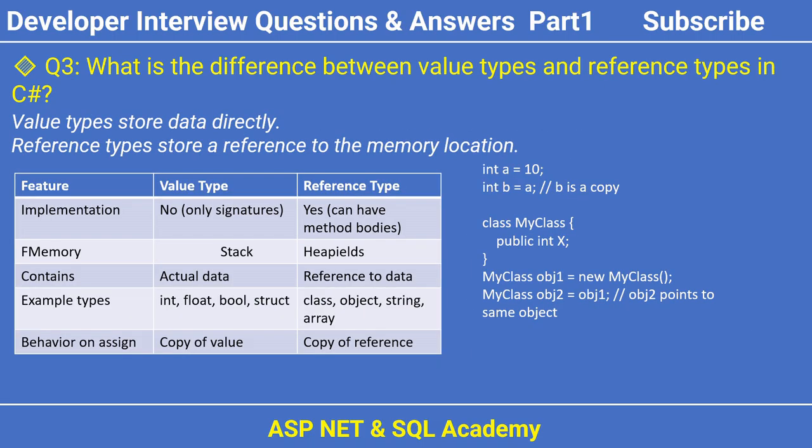In C sharp, value types hold the actual value and are stored on the stack. When you assign one value type to another, it creates a copy. Reference types, on the other hand, store a reference to the actual object on the heap. Assigning a reference type just copies the reference, so both variables point to the same object.